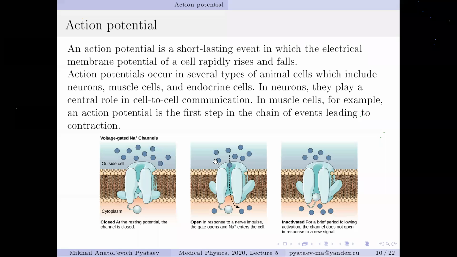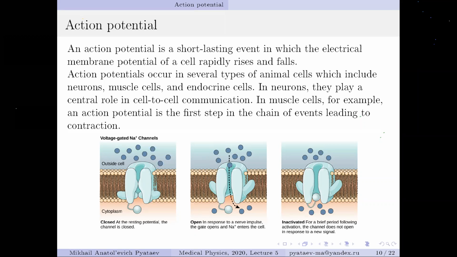That's why we don't characterize the charged cells by the charge. The better quantity which characterizes the process is the membrane potential. And this membrane potential plays an important role in the process of cell activation.